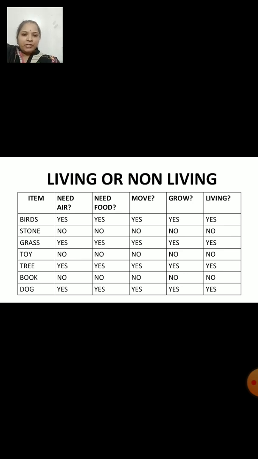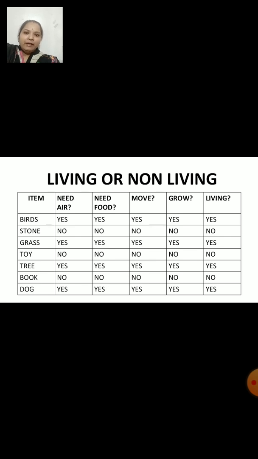What about a tree? Yes, it needs air, it needs food. It moves, again it moves when the wind blows. Does it grow? Yes, because you know that the tree grows. You must have seen so many trees growing around you. So, is it a living thing? Yes.